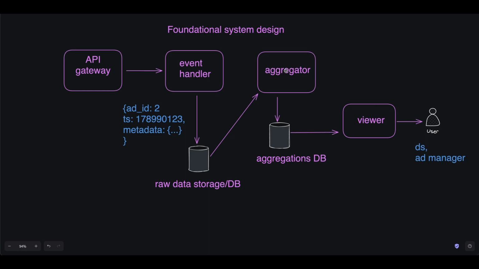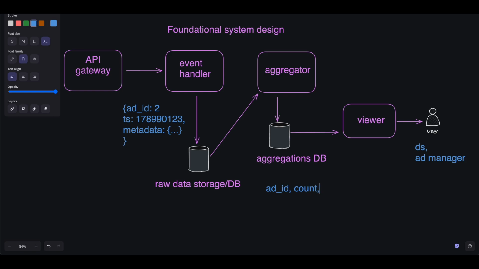It's pretty easy for a lower load application to just do grouping. It can be just a SQL database like Postgres, and you just run select and group by, and then after this you can put it in the aggregation database. The result in the form of ad ID, count, and minute, I guess, something like this, or maybe some timestamps that are rounded to minutes.